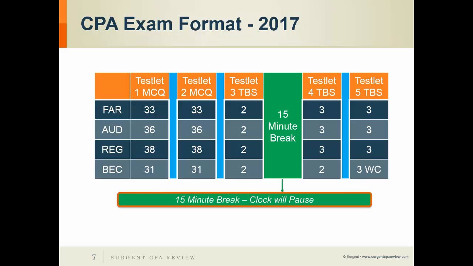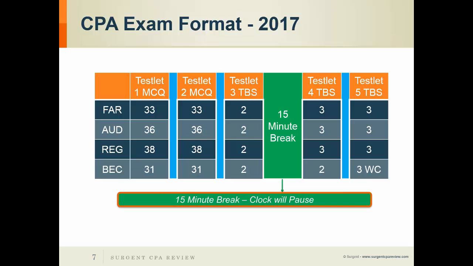Each section is 4 hours long. Each section contains 5 testlets. Now, there used to be 4 testlets, so now there are 5 testlets. The FAR exam, there will be 2 testlets containing 33 multiple choice questions in each. There will be a testlet that contains 2 task-based simulations, and then another 2 testlets after a 15-minute break that contain 3 task-based simulations in each one of those testlets.